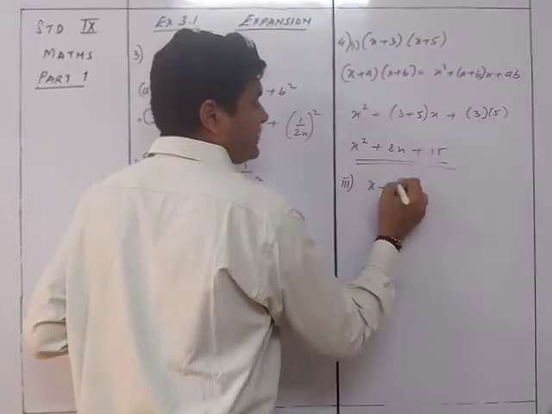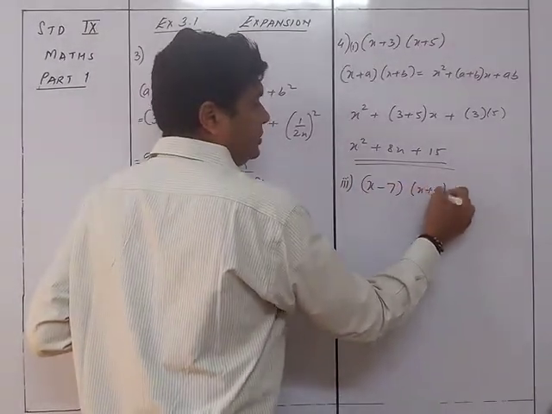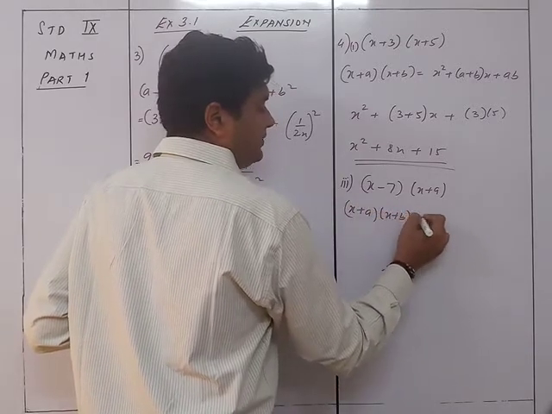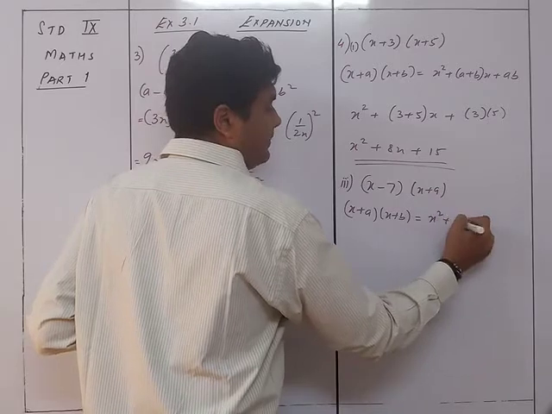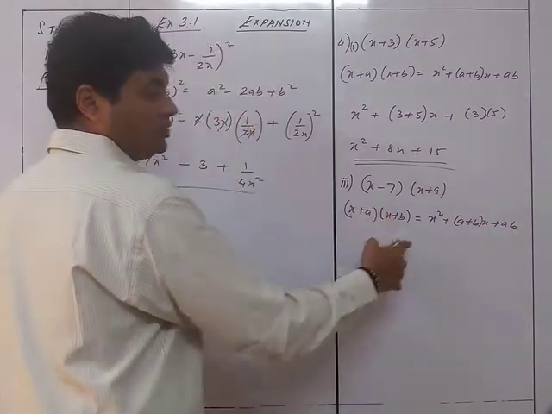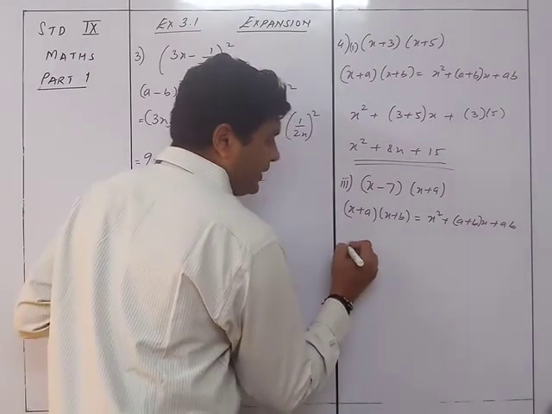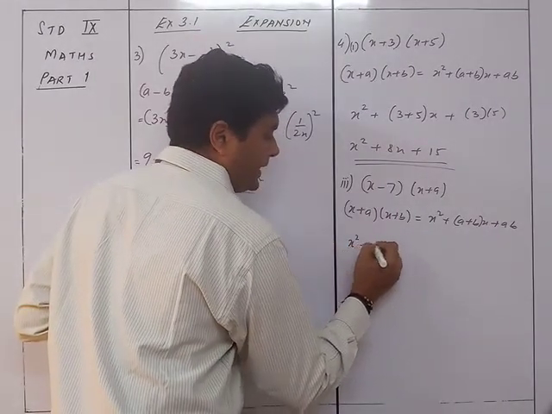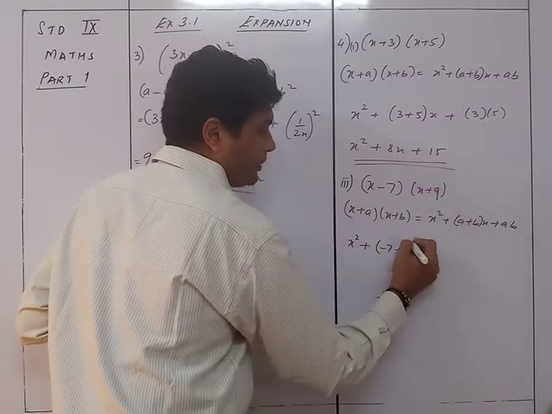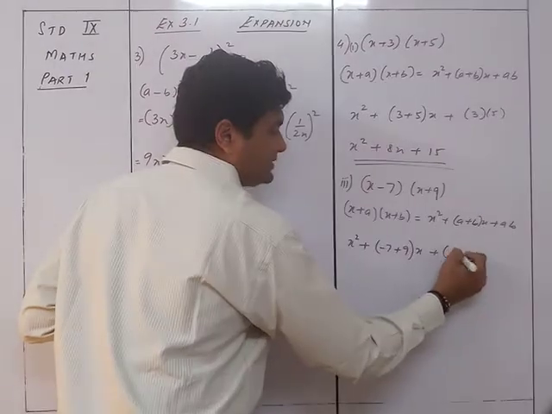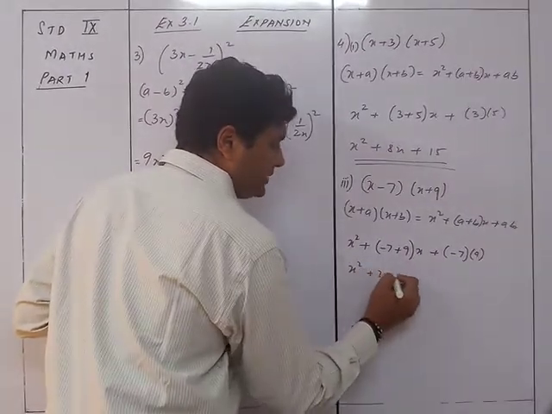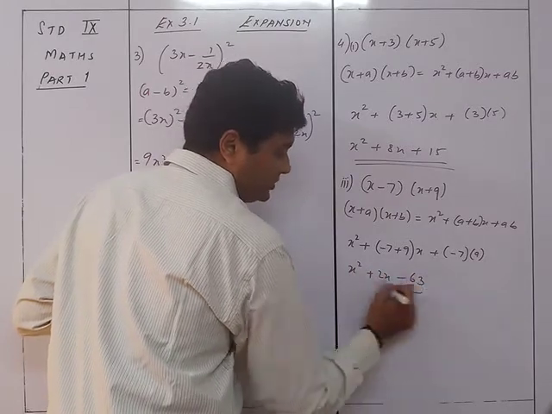That is x minus 7 and x plus 9. So again the formula will be x plus a into x plus b is equal to x squared plus a plus b x plus ab. So here because it's minus, I'll take a to be minus 7, so it will be x square plus minus 7 plus 9 x plus minus 7 into 9. So that will give you x square plus 2x minus 63. So that's the answer.